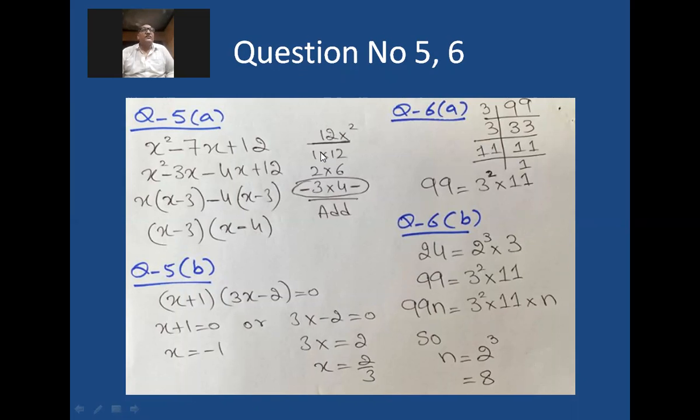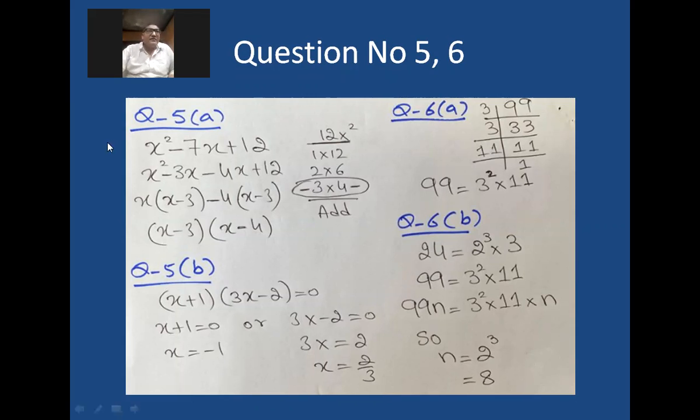I will write the factors of 12. That's 1 into 12, 2 into 6, 3 into 4. With the third term, I have a positive sign, so I will write here add. I need to choose that pair which by addition will give me minus 7. When we add, both terms should have the same sign. They can both be negative, or they can both be positive. Because you want minus 7x, I will write negative with both of them. So the pair I have chosen is minus 3 and minus 4.